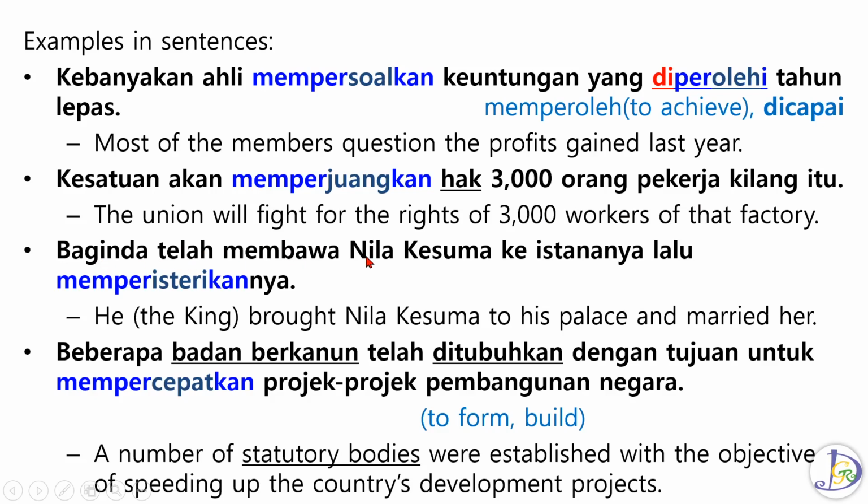Baginda telah membawa Nila Kesuma ke istananya lalu memperisterikannya. He, the king. Baginda we use for royalty, the king. He, the king, brought Nila Kesuma to his palace and married her. Beberapa badan berkanun telah ditubuhkan dengan tujuan untuk mempercepatkan projek-projek pembangunan negara. A number of statutory bodies were established with the objective of speeding up the country's development projects.